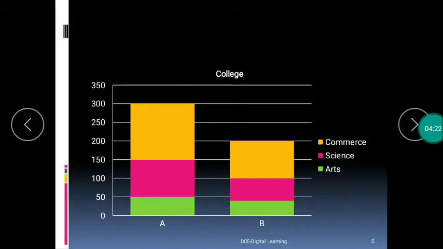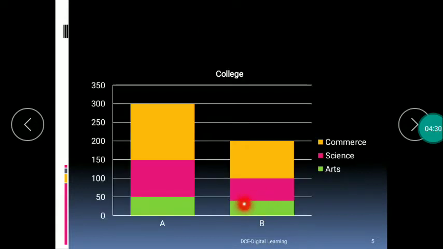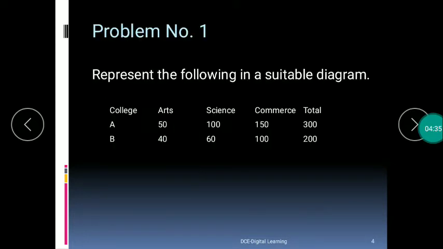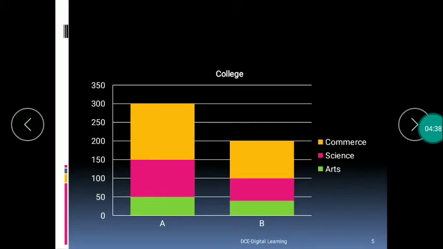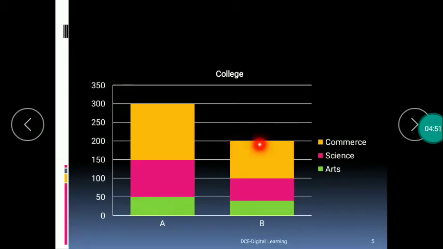Similarly, we can prepare the bar for college B, taking 40, 60 and 100. So here you can see the green portion denotes 40, the pink portion denotes 40 plus 60, that is 100. So this pink portion is 60 combined together with arts, so the total will be 100. And finally science portion, that is 100, combined together it is 200. So you can see the length of the bar is the total of that particular college. So this is how a component bar diagram is prepared.